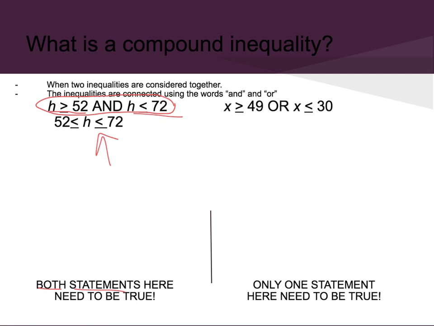In inequalities that contain the word or, only one of the statements needs to be true to satisfy the inequality. So x either has to be greater than or equal to 49, or it has to be less than or equal to 30.